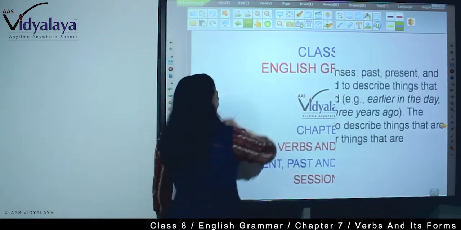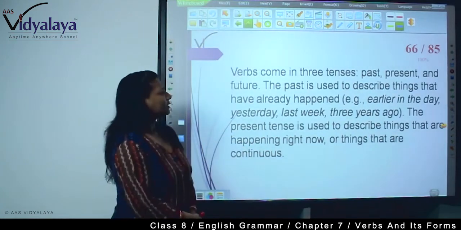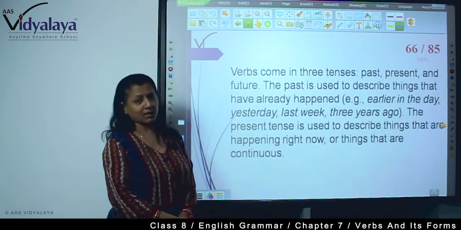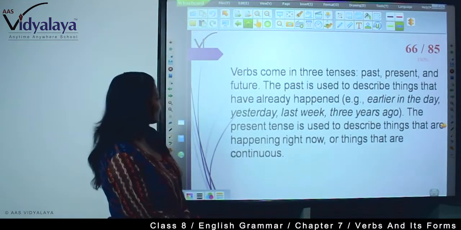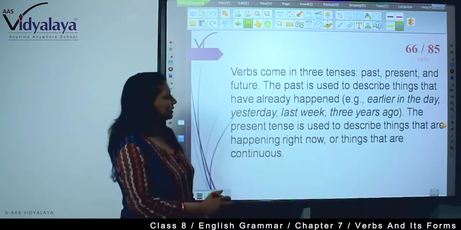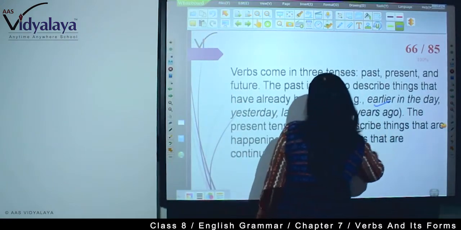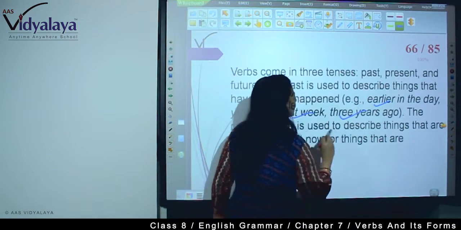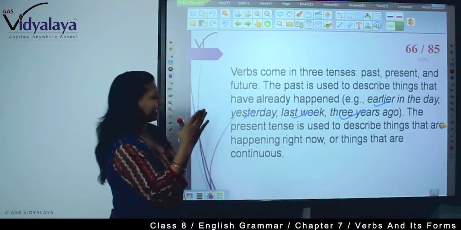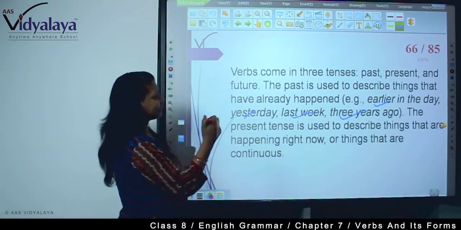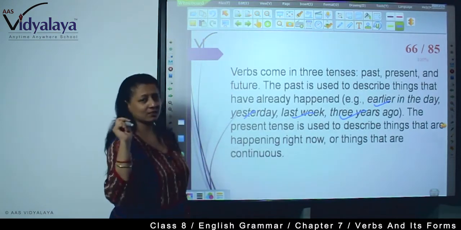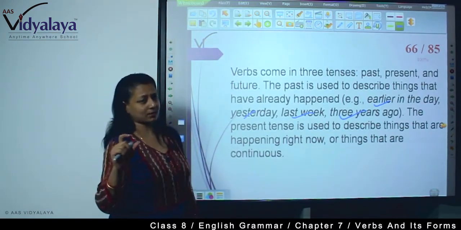So what is present? Verbs come in three tenses: past, present and future. You know, the past is used to describe things that have already happened. That means earlier in the day, yesterday, last week, 3 years ago. So when you find these words in the sentence, earlier in the day, yesterday, last week, 3 years ago, that means past.